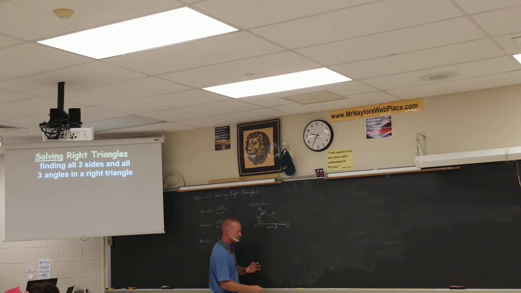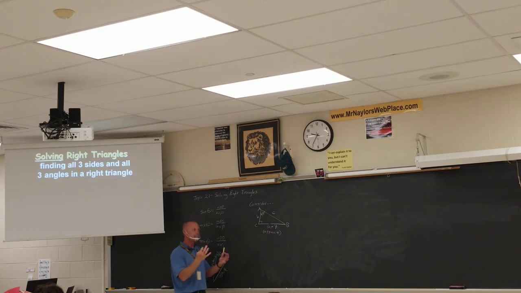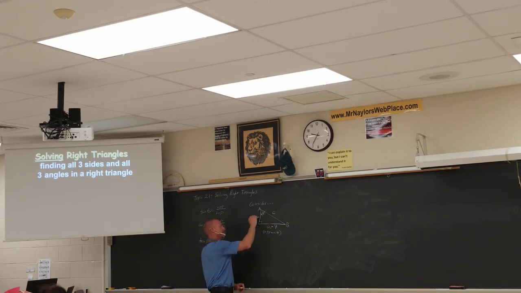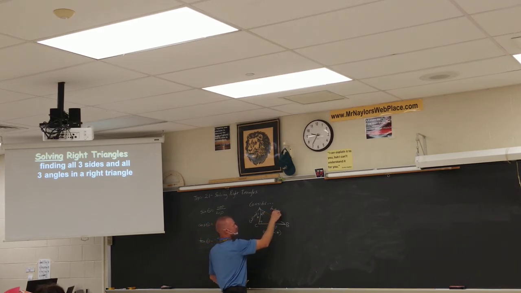Now, before you jump in head first, it's helpful to pause and think about the words, to think about the language. In other words, this is theta. The side that is across from that theta, if it was me, I probably would label that as opposite. And then the side that is beside it, that's the adjacent. And of course, the hypotenuse.